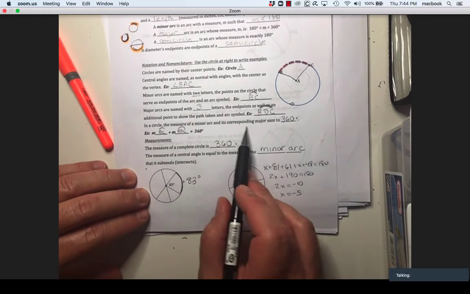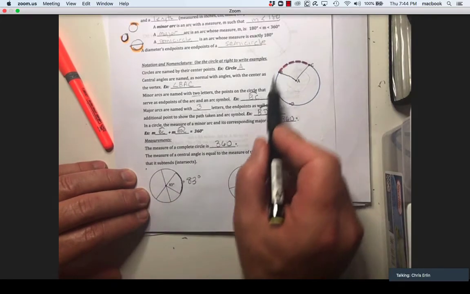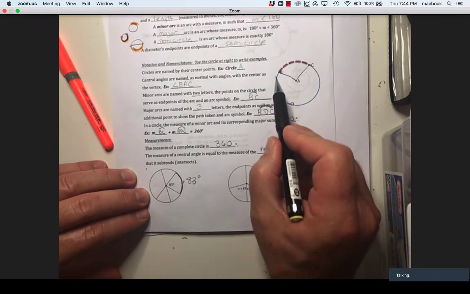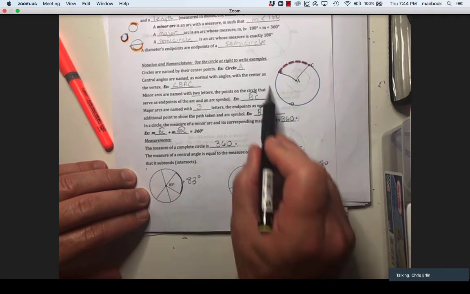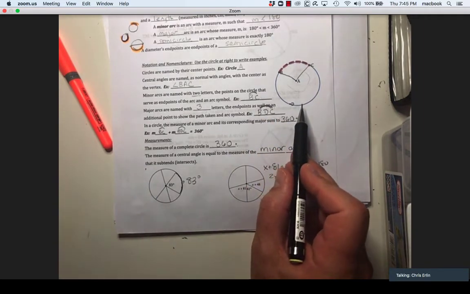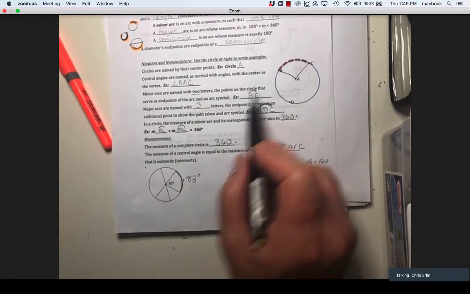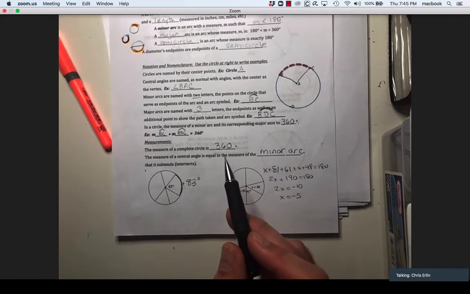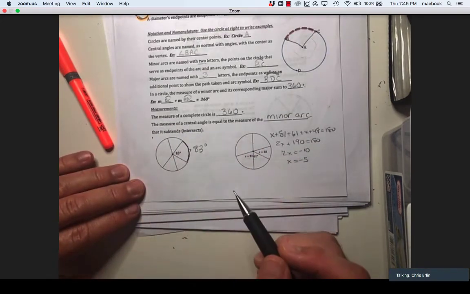Just some factual pieces here that get us some foundational knowledge. In a circle, the measure of the minor arc and its corresponding major arc will both add up to 360, because that's how many degrees go around a circle in all. Thus, the measure of arc BC plus the measure of arc BDC equals 360. Measure of a complete circle is 360.